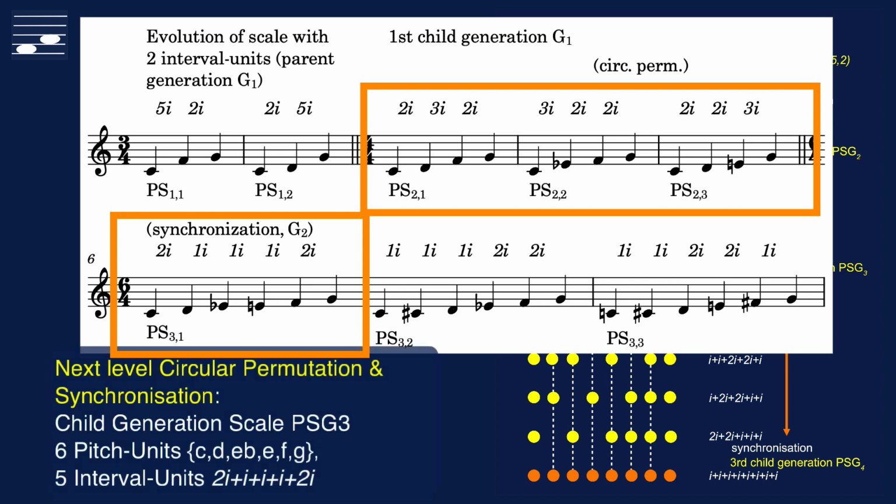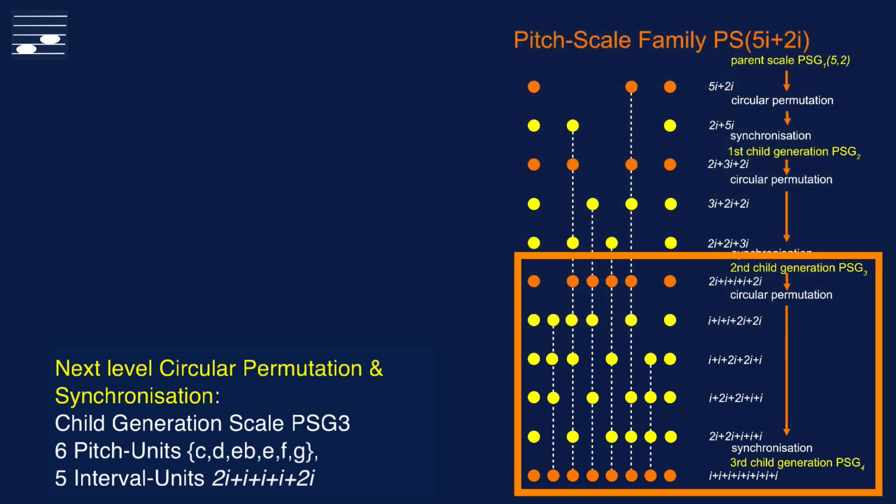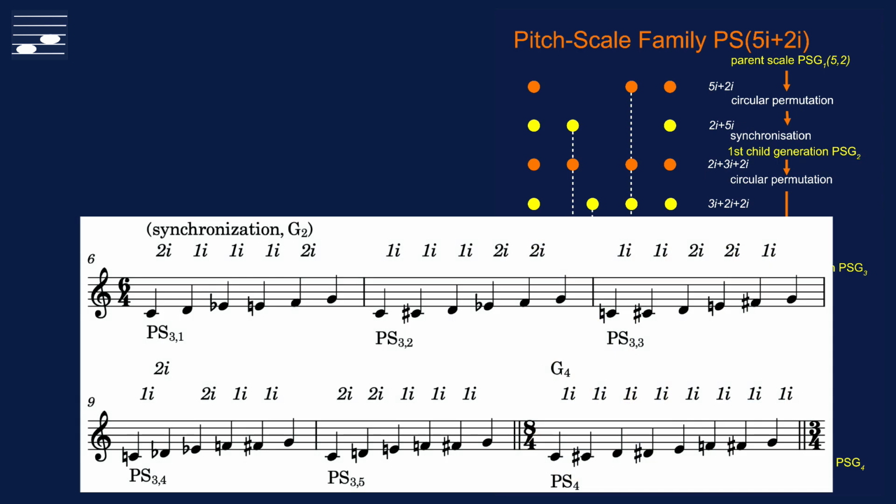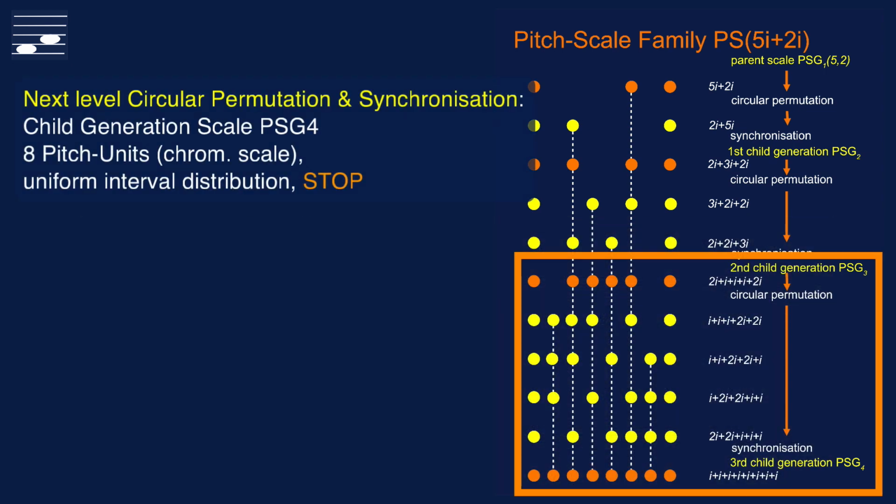After synchronization of these 3 children we obtain the next evolution level, with 6 pitch units marked here in the diagram. Through circular interval permutation we get 4 alternative scales at this level, with semitone and whole tone intervals. Synchronization of this child generation leads to the final evolutionary step, a chromatic scale with uniform distribution.